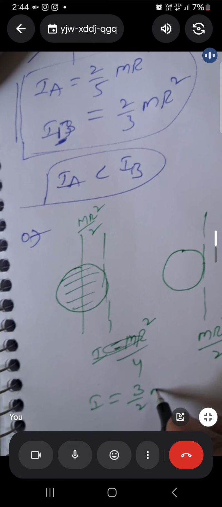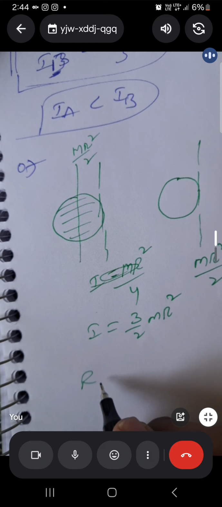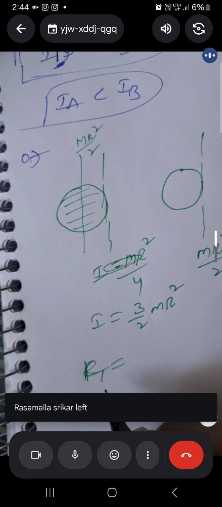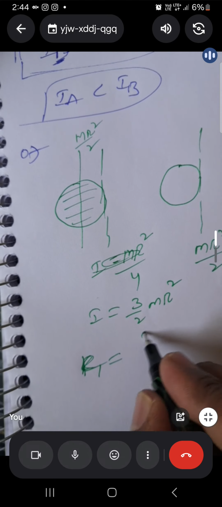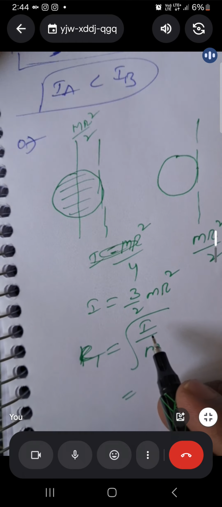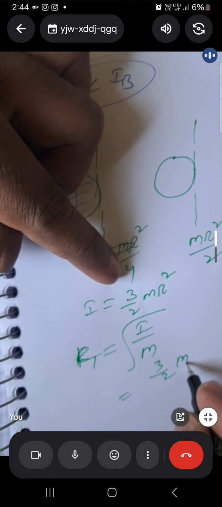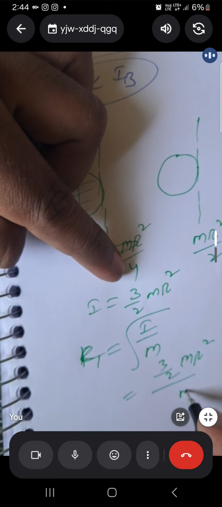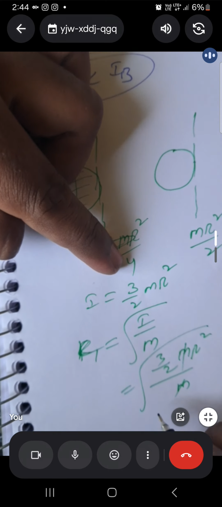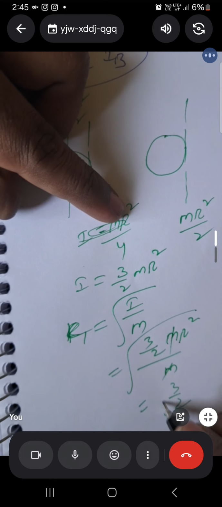And now, what is the radius of gyration here? Radius of gyration for disk. Let's take K1, radius of gyration K1. So formula is root of I by m, root of I by m. What is the moment of inertia I? I is nothing but 3 by 2 mr square by m. So m and m cancel. Finally, you get here 3 by 2 r.